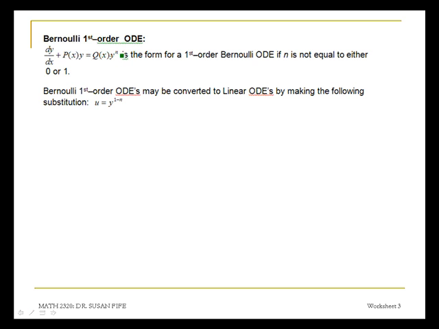Now, if this power n is 0, then the equation is linear in form. And if n is 1, it's also linear because you'll be able to combine these p and q together to form a single term. If you have a Bernoulli first order ODE, then making the substitution u equals y to the 1 minus n will change it to an equation that's separable.